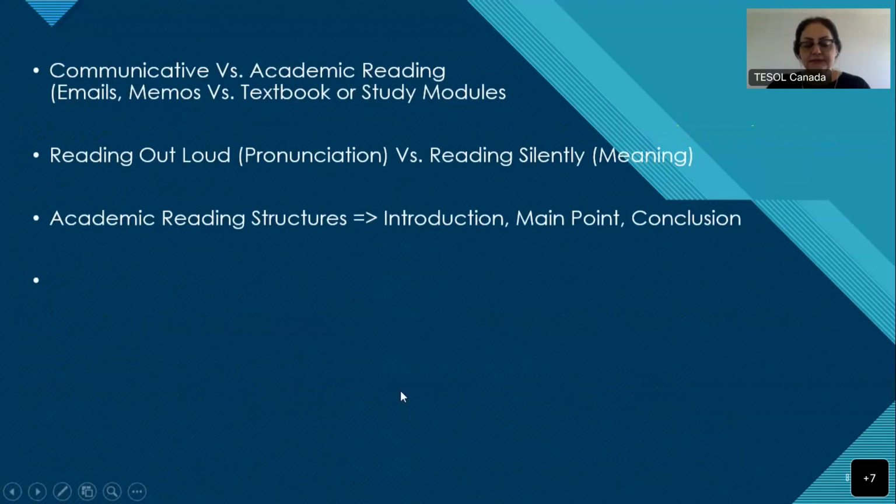What else is there for reading? We have communicative and academic reading. Communicative readings like emails, texts, memos. But academic reading, like study modules, like what you study for TESOL, that is academic reading. They're different because the jargon is different, vocabulary is different, expressions are different, and students need to learn both.